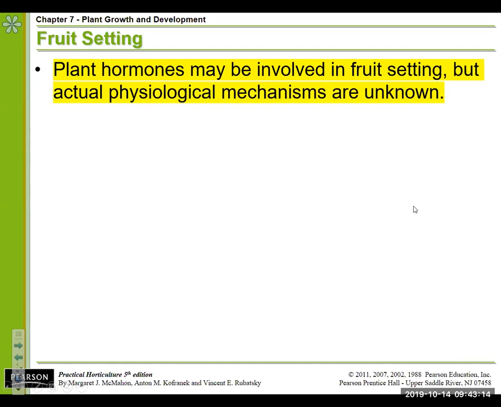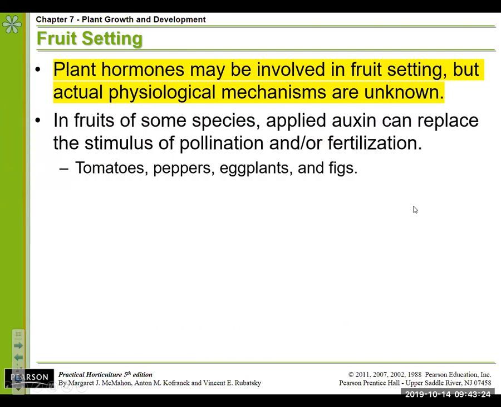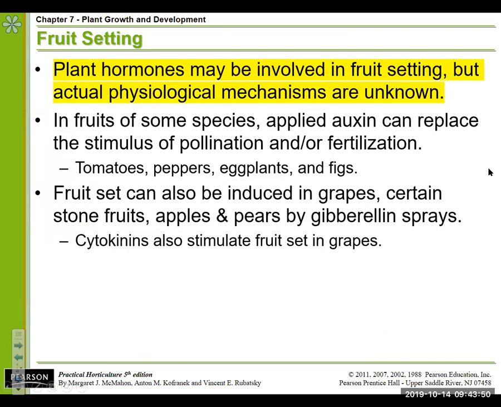There are also a lot of different plant hormones that can be involved in the fruit being set, and a lot of that science is still not well understood on how that actually happens. However, we can, in some cases, apply these exogenous hormones, such as auxin, to replace pollination or fertilization. And we might have to do that in some cases, like in growing in greenhouses or controlled environments where we don't have natural pollination occurring.